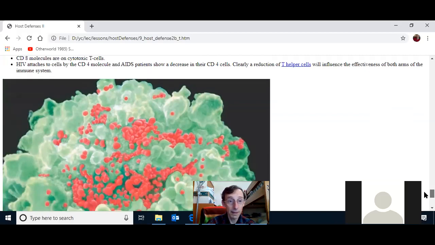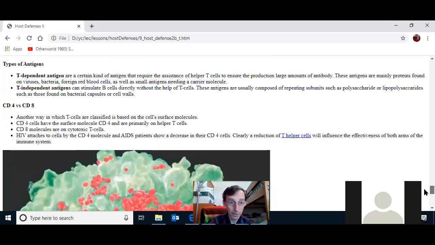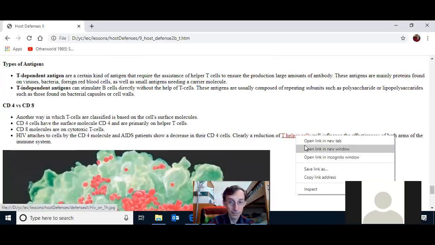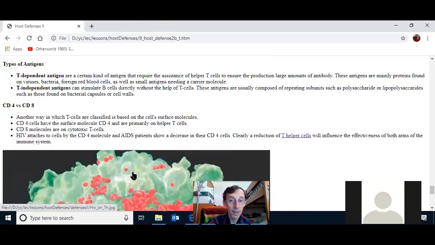Now, HIV binds to helper T cells and infects them. And where does HIV bind to the helper T cell? On the CD4 molecule. And as you know, AIDS patients show a decrease in their cells that have CD4, meaning what HIV destroys in a patient is their helper T cells. What is this? That's the same picture as I'm showing here.